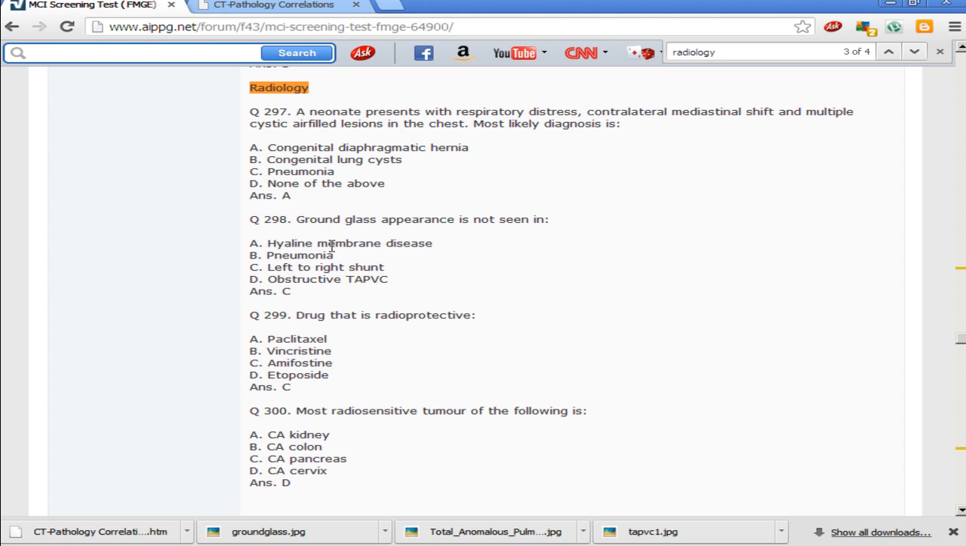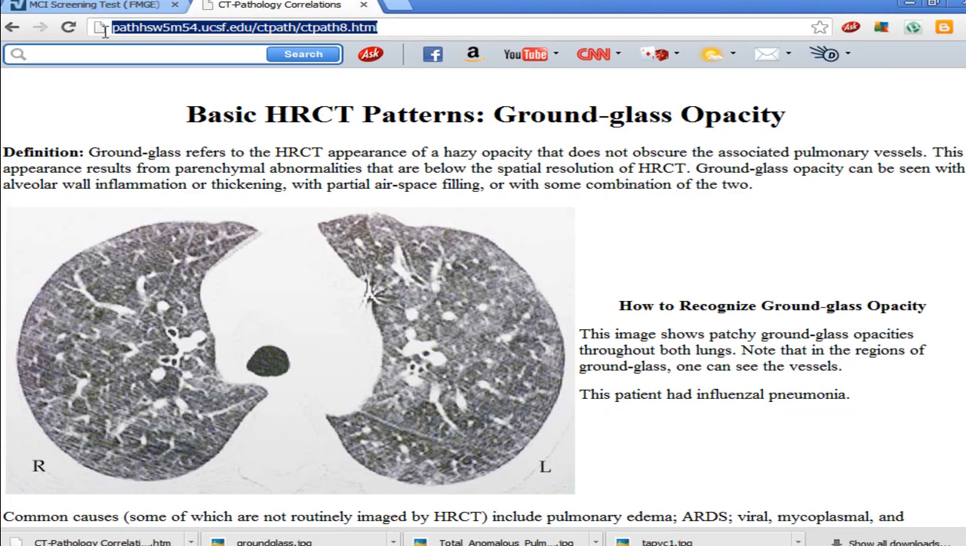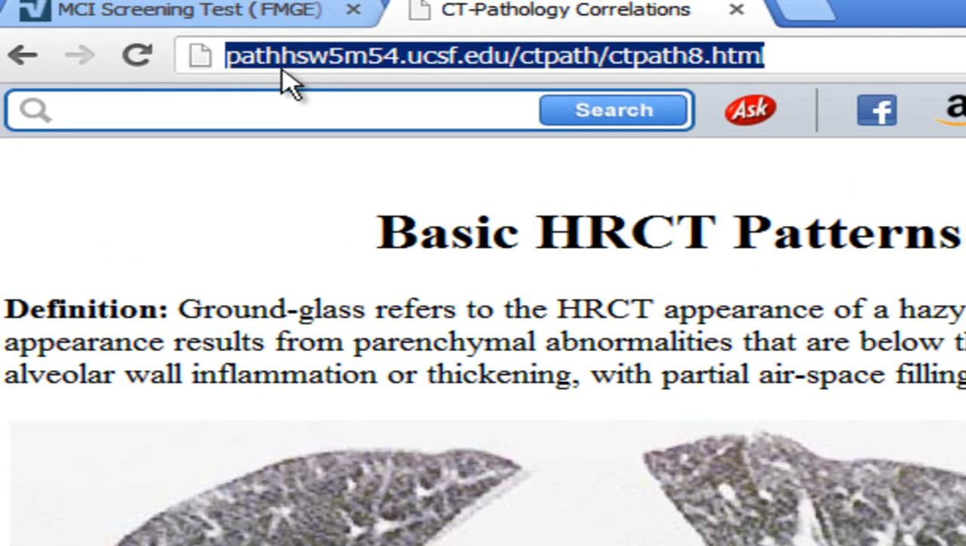I have opened a specific site for this. You can see the extension here. It's a funny site. You can find it out by googling it on the net.